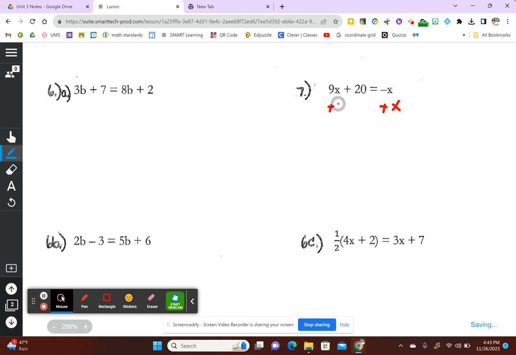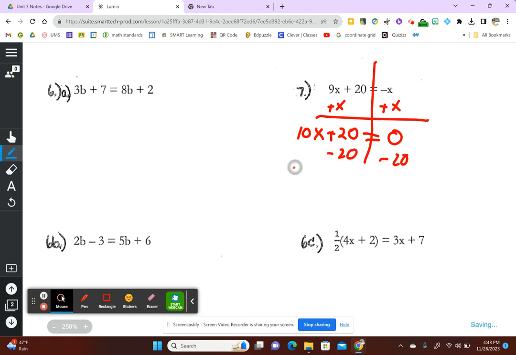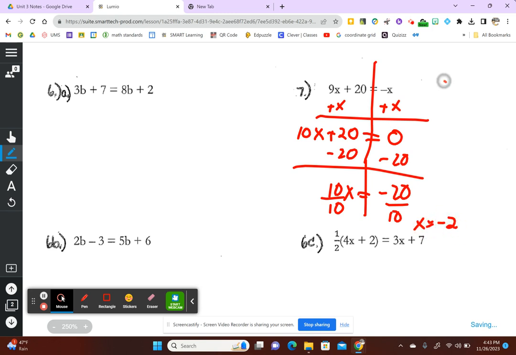Now, many people find this confusing because they're like, well, negative x plus x is 0, and they don't want to put a 0 on both sides. But it's fine to put a 0 on one of the sides. So now I'm going to subtract 20, and I get 10x equals negative 20. Divide by 10, divide by 10. X equals negative 2.